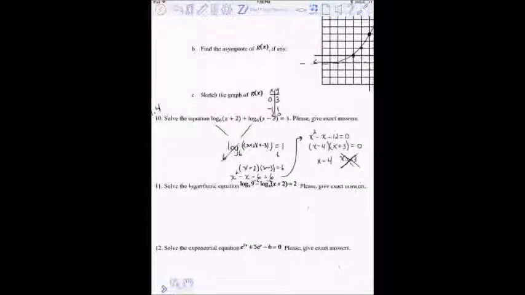Question 11, we have the same problem. We've got multiple logarithms, and I cannot just use that many bases to cancel them. Remember, you can only use one base on the left side, one base on the right side. So what we need to do again is condense those two logarithms into a single logarithm.